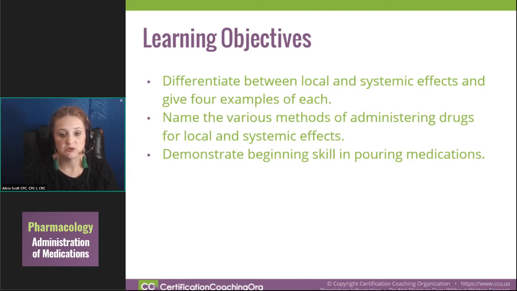So we'll give examples of those. We're also going to talk about different forms of administration. We've already talked about a few of them, but in regards to local and systemic effects. And we're going to talk about the beginning skills in pouring medications. You may or may not be aware, as there are some guidelines for liquid medications.